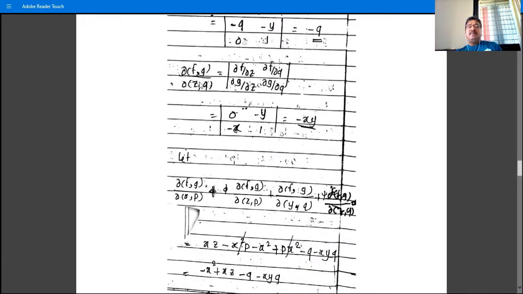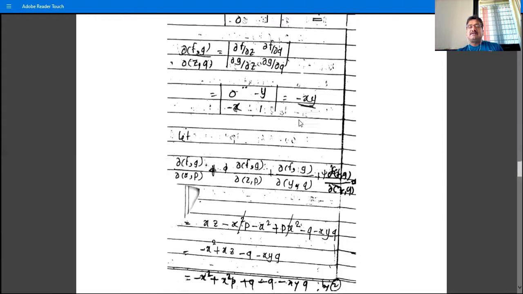And then ∂f/∂g, ∂f/∂g, ∂z, q is ∂f/∂z, ∂f/∂q, ∂g/∂z, ∂g/∂q. We have ∂f/∂z is 0 because there is no z. ∂f/∂q is minus y in this way. ∂g/∂z is minus x. This is 1, and so this 0 minus minus x and minus y becomes plus x into y. So 0 minus xy, that is minus xy is the answer.